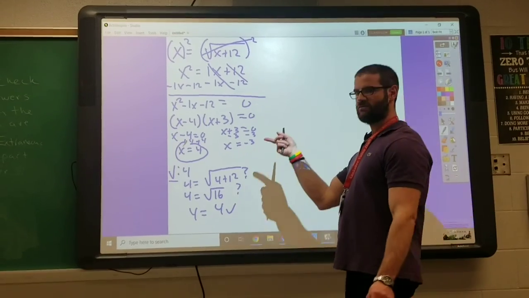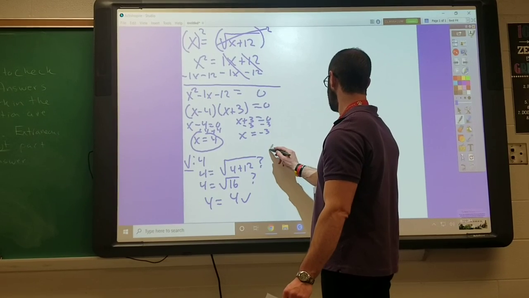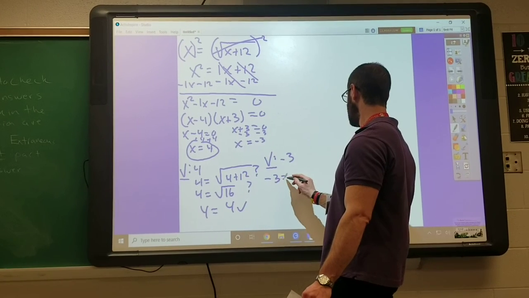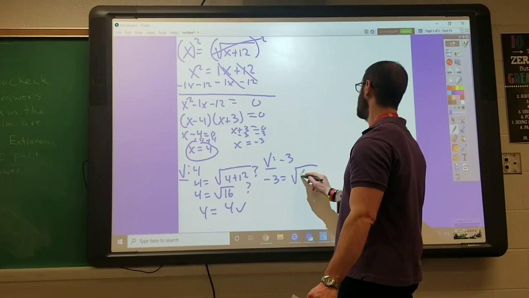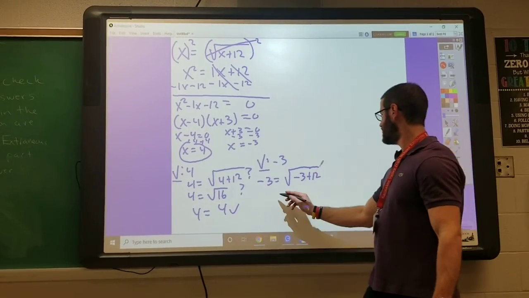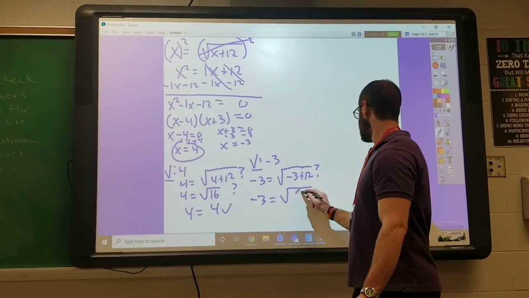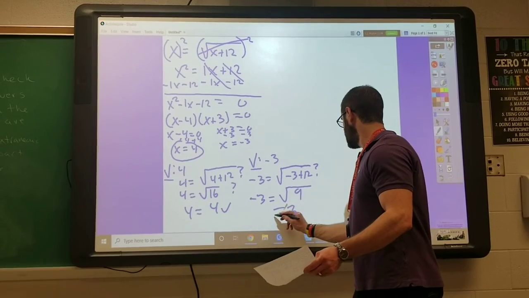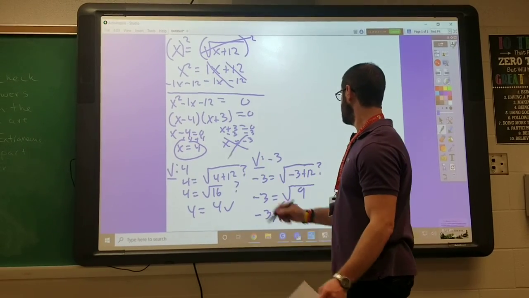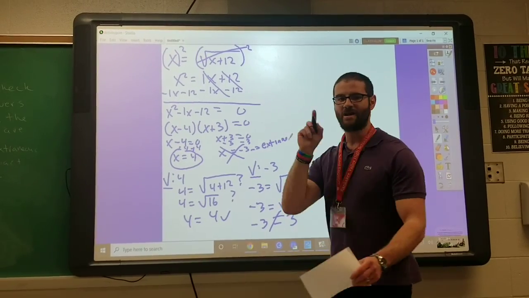Okay, we know that works, but we have to check negative 3. So let's do that. Okay, so to check negative 3, so we're going to say, does negative 3 equal square root of negative 3 plus 12? Negative 3 plus 12, that's 9. So negative 3 equals square root of 9. What's square root of 9? Square root of 9 is 3. Okay, that's not equal to negative 3. So negative 3, that's going to be extraneous.